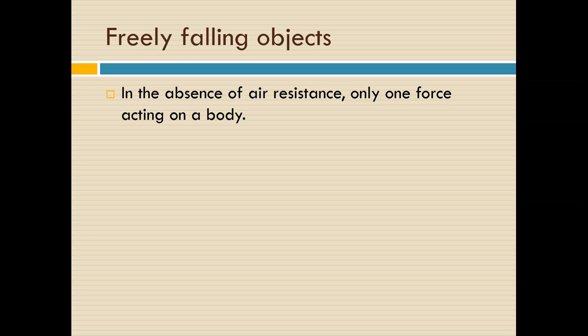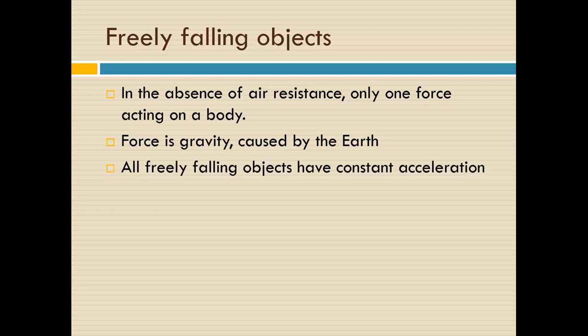The next step then is if we apply Newton's second law. Since the net force equals mass times acceleration, that means the force of gravity is equal to the mass times the object's acceleration. Now, the force is gravity, caused by the Earth pulling down. It turns out all freely falling objects, again, in the absence of air resistance, have a constant acceleration. I refer you to lab number 6 when I actually dropped 2 or 3 different bodies and measured the acceleration on each one. Turns out it's constant.